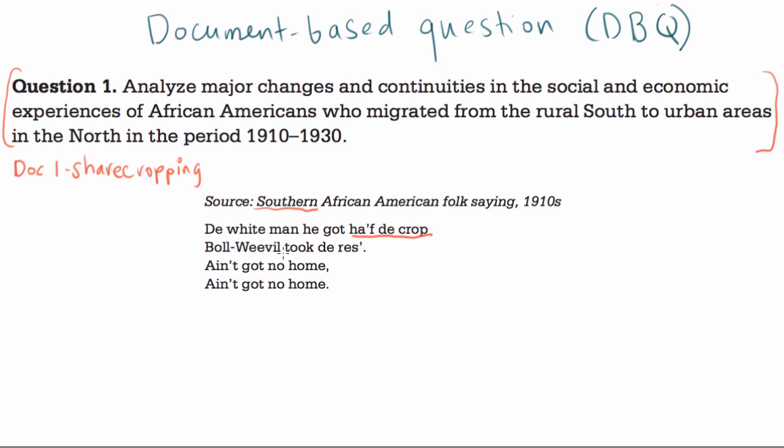It also mentions the boll weevil, which was a pest that got into the cotton crop, which really reduced the amount of cotton produced in the South and led to a major economic crisis. And lastly, it talks about a kind of sense of dislocation, right? You don't have a home because you're in serious economic trouble. All right, not bad. Let's move on to a second document.